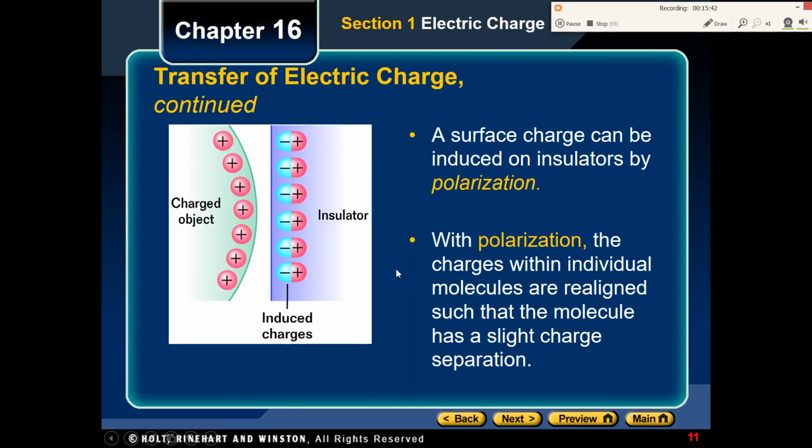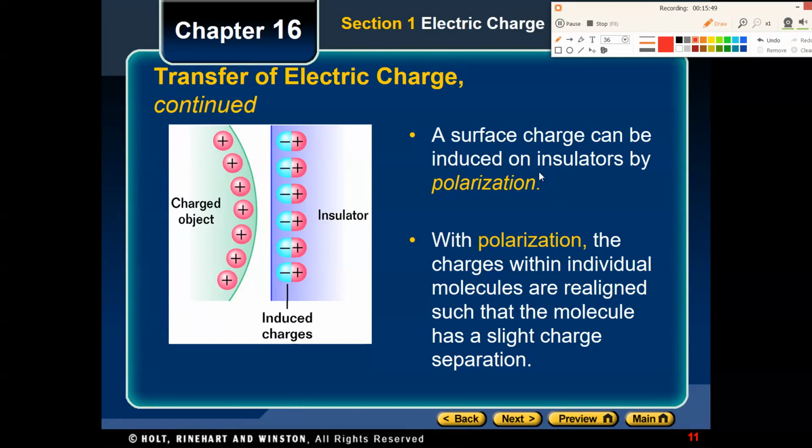Right, so insulators. Induction is the way to charge a conductor. The insulator can be charged by polarization. So it's a kind of different. An insulator is charged by polarization and a conductor is charged by induction.